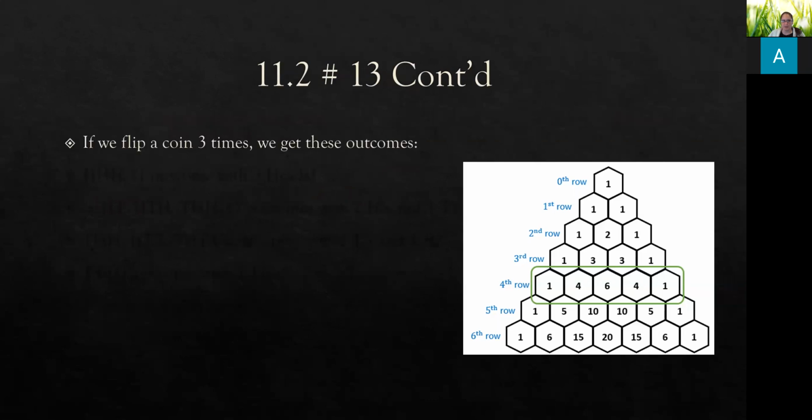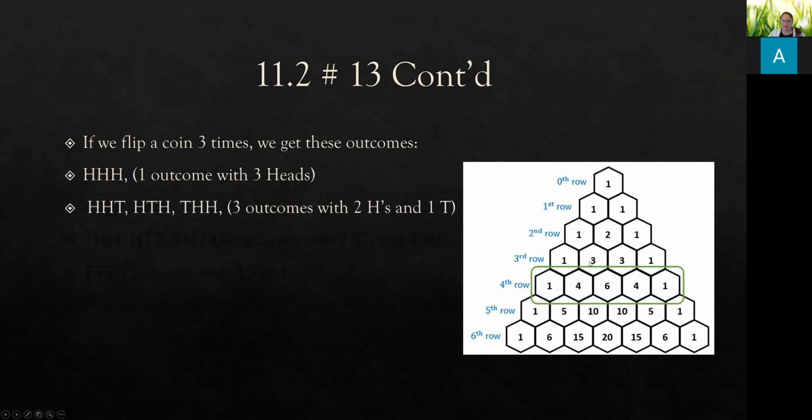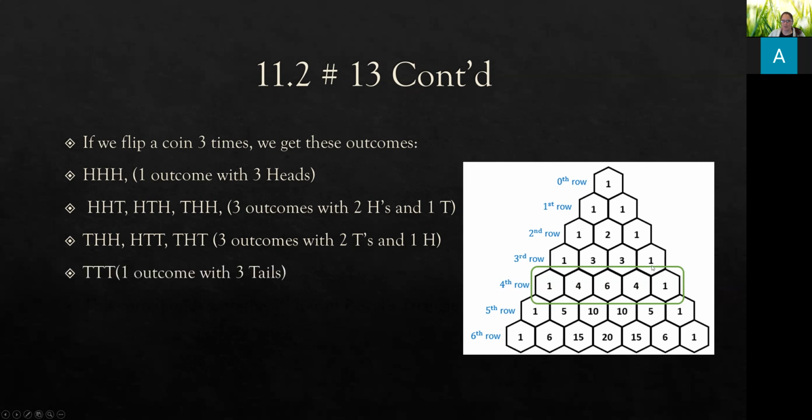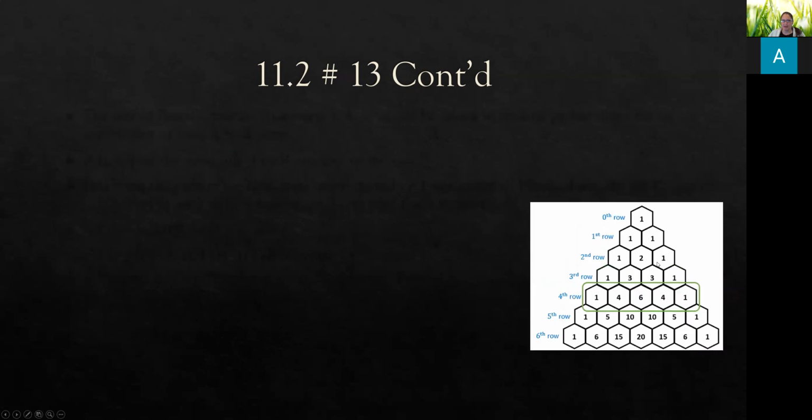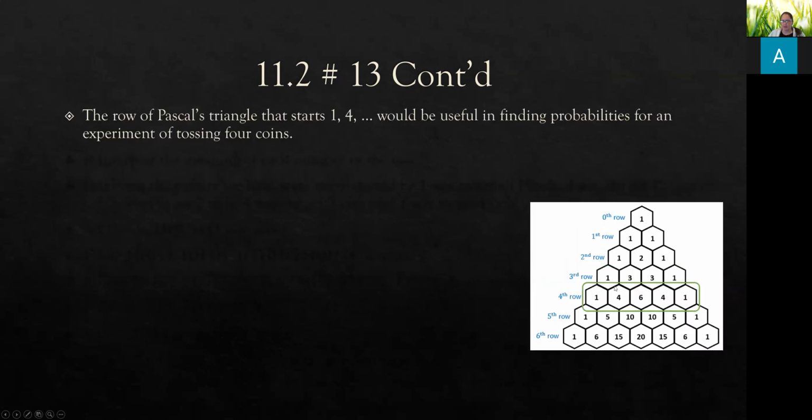If we flip a coin 3 times, there's one outcome that has all heads, 3 outcomes that have 2 heads and a tail, 3 outcomes that have 2 tails and 1 head, and 1 outcome that has all 3 tails. That corresponds to the third row. Looking at our fourth row, that's going to show us how many different combinations there are with a certain amount of heads and a certain amount of tails.